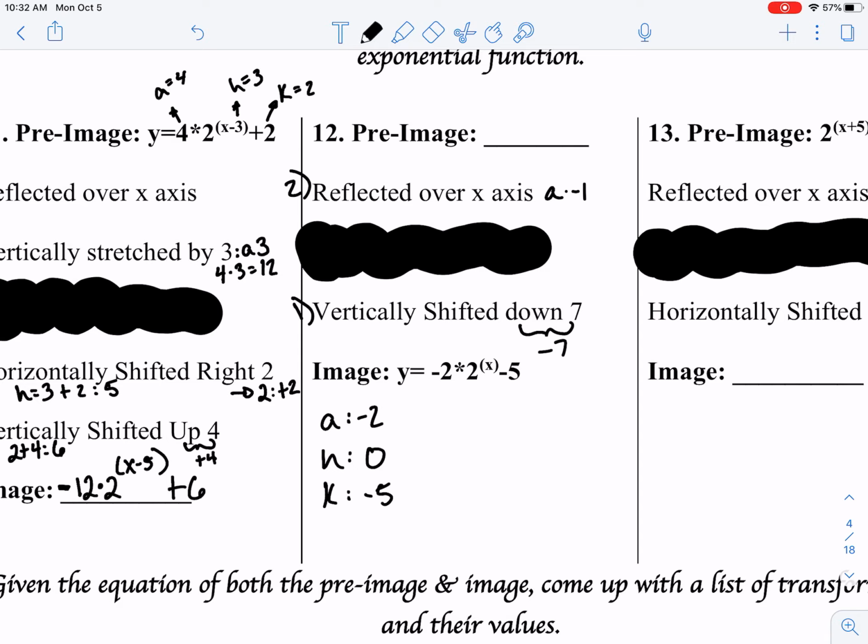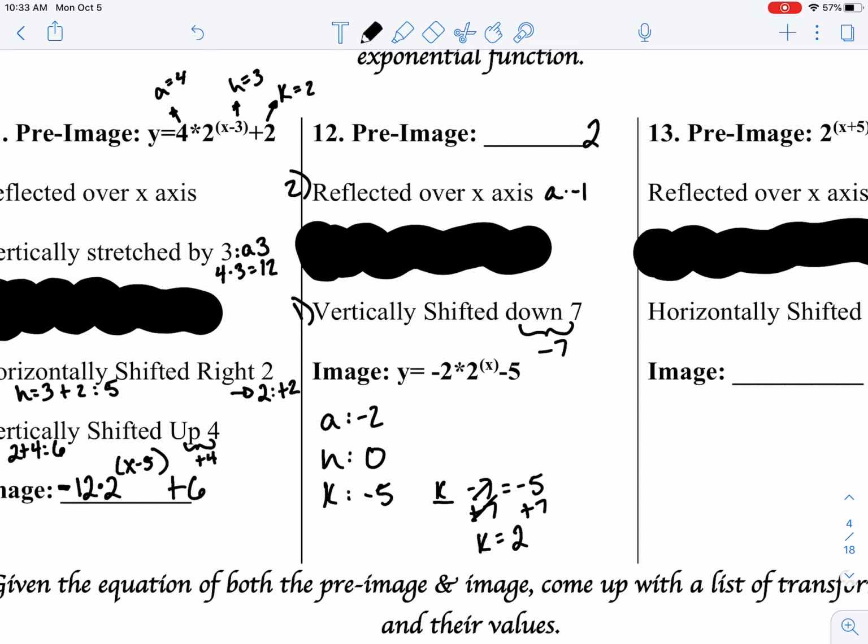Okay. So down 7. So what value minus 7 equals negative 5 as an end result? So again, I want to get this by itself. Again, I'm solving for my original K. Get it by itself, just take the opposite: subtract 7, so add 7 to both sides. My original K value would then be 2.